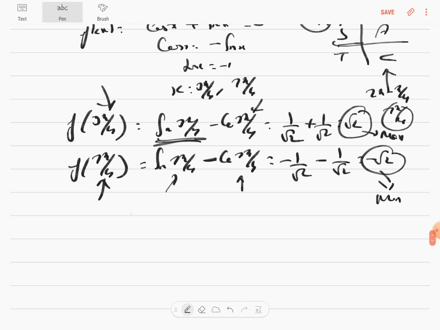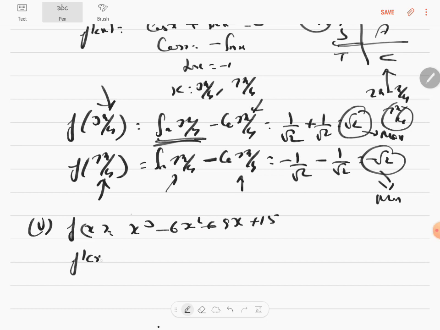Okay, so let's go to the next question, which is the fifth question. F of x is equal to x cube minus 6x square plus 9x plus 15. So f dash of x is equal to 3x square minus 12x plus 9. Taking 3 out, you get x square minus 4x plus 3.